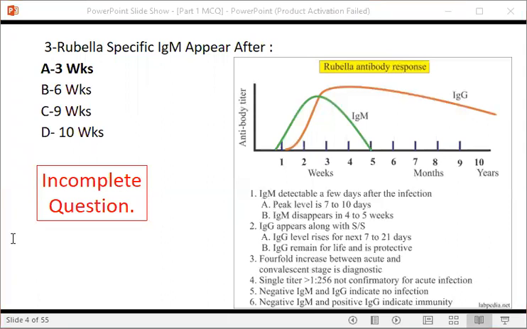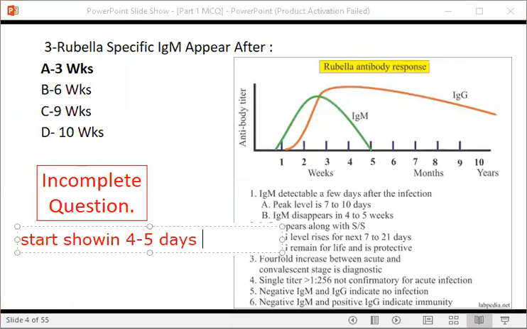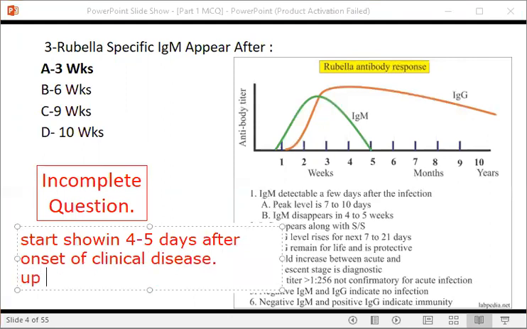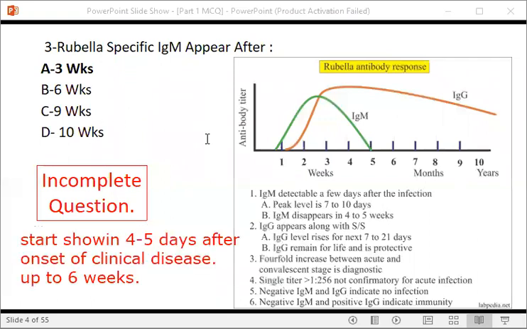إذا نستنتج مما ذكر أنه it will start showing 4 to 5 days after onset of clinical disease. طيب. And up to 6 weeks. إذا none of those are there.